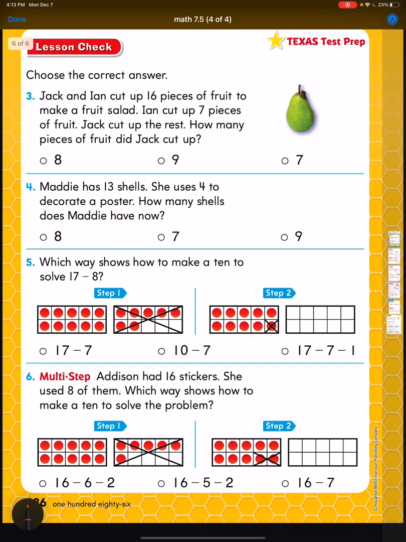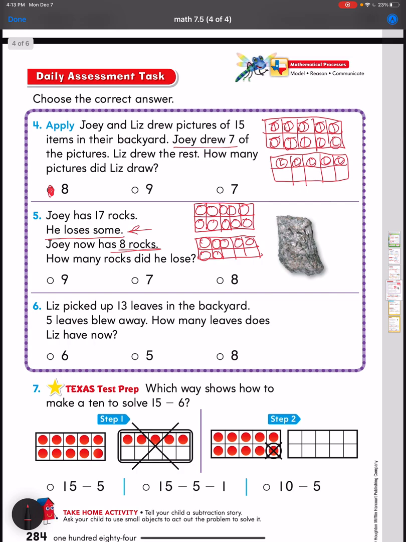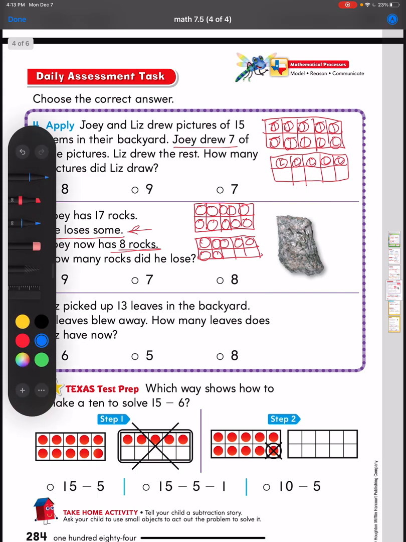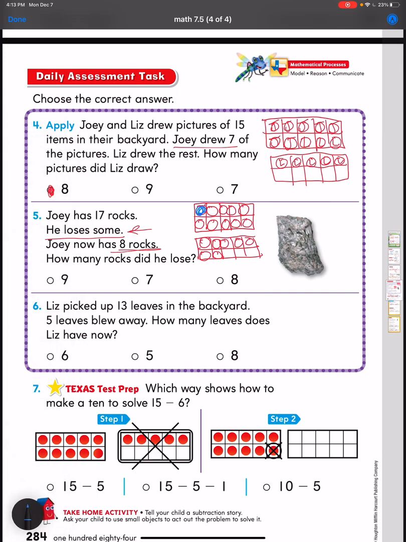So I'm going to mark off the 8 rocks that are left. So actually, let's just color them in blue. So I'm going to color in the 8 rocks that Joey still has, that he hasn't lost yet. So there's 5, 6, 7, 8. Those are the ones he still has. The ones that are not colored in is what he lost. So we can count those. 1, 2, 3, 4, 5, 6, 7, 8, 9. He lost 9 of them. He had 17. He lost 9 of them and is left with 8.